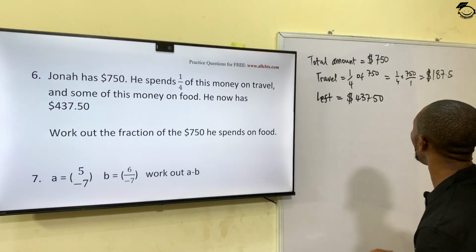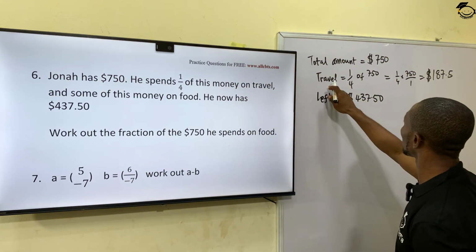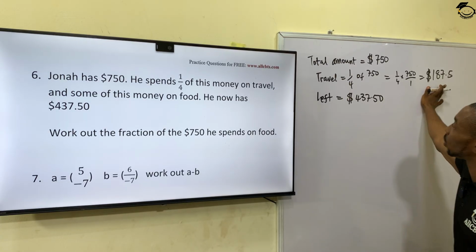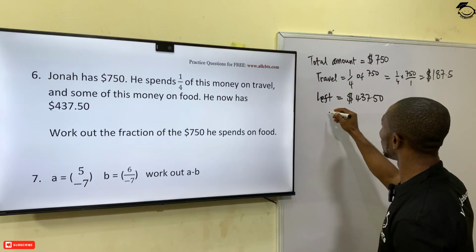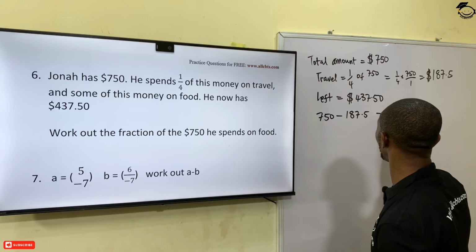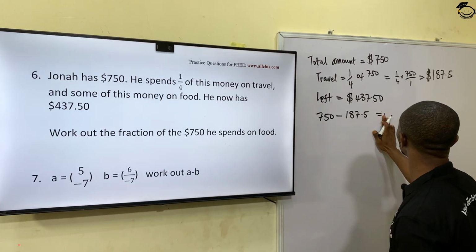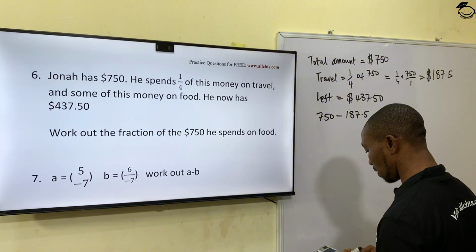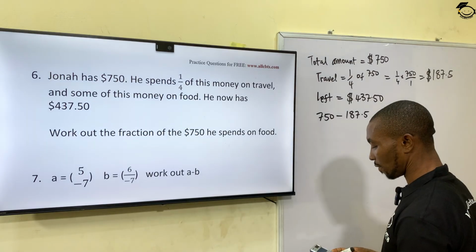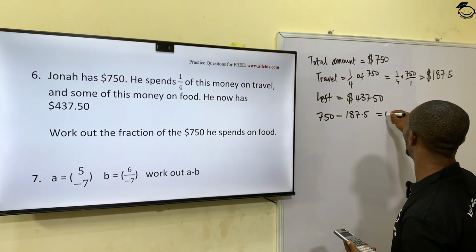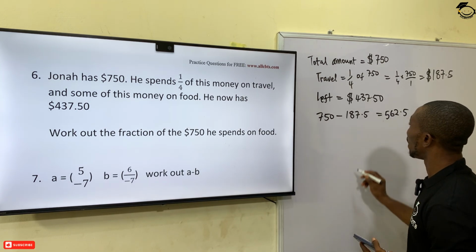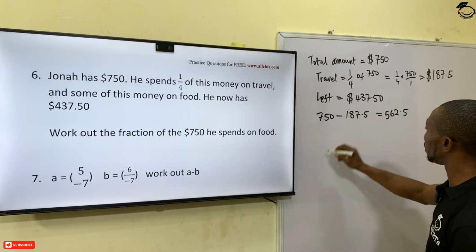437.50. So here, before we get to this, let's look at the total amount left after subtracting what is spent on travel. So this would be 750 minus 187.5, which gives us 750 minus 187.5. We are left with 562.5. Okay, and he's left with this.